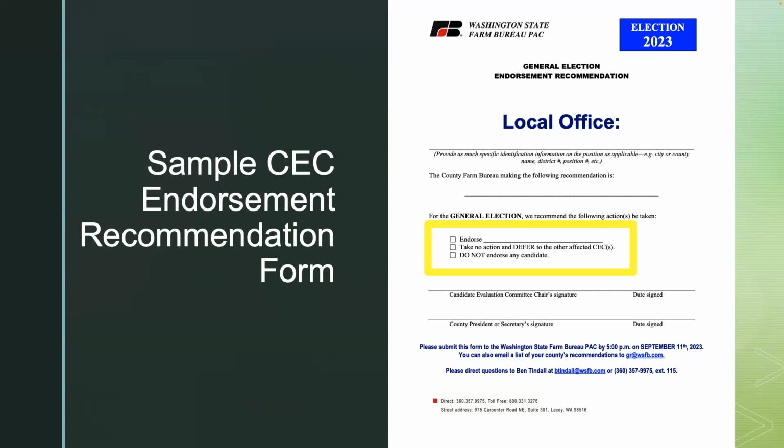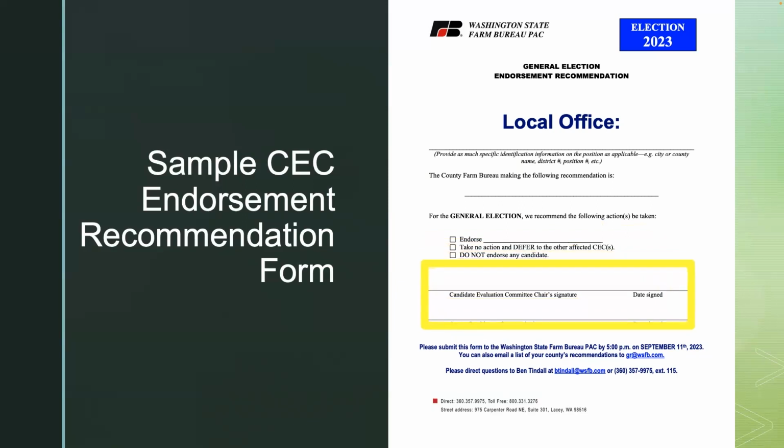One, you might recommend that they endorse blank. And here you would put in the candidate's name. And so you are recommending that the PAC endorse candidate blank for the position that you had identified at the top of the form. Or you can choose to take no action and defer to another affected CEC. Or that third option, you're recommending that the PAC not endorse any candidates for this particular race.